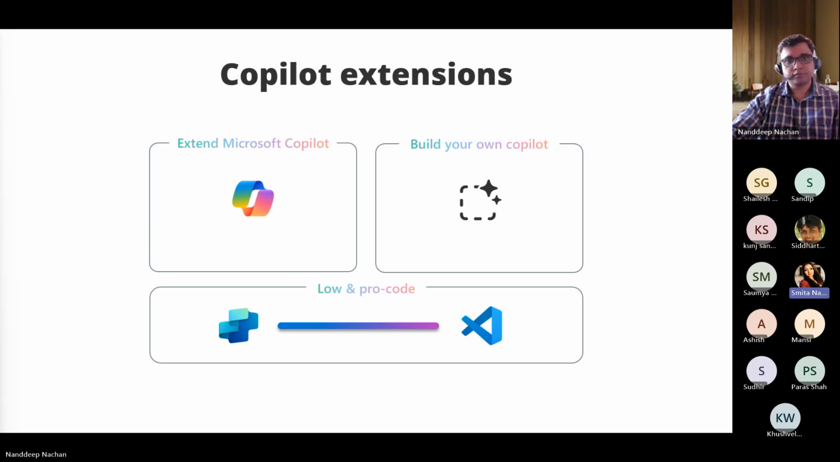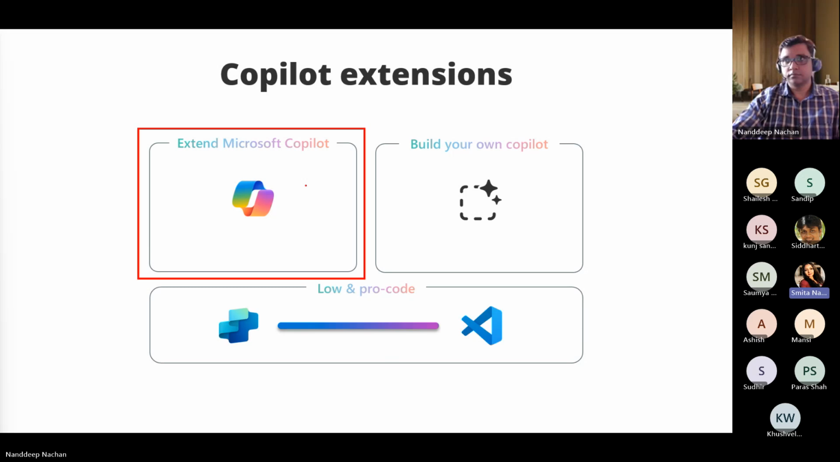So here is an overview of the extensibility options available for Microsoft Copilot, categorized into three main areas. The first one is extending the Microsoft Copilot, then building your own Copilot, and low code and pro code options. Let's see all of them one by one. The first one is how we can extend the Microsoft Copilot. This option focuses on expanding the capabilities of the existing Microsoft Copilot by incorporating specific extensions as well as plugins that can be integrated into the standard Copilot experience across Microsoft 365 apps like Word, Excel, PowerPoint, as well as Teams also.